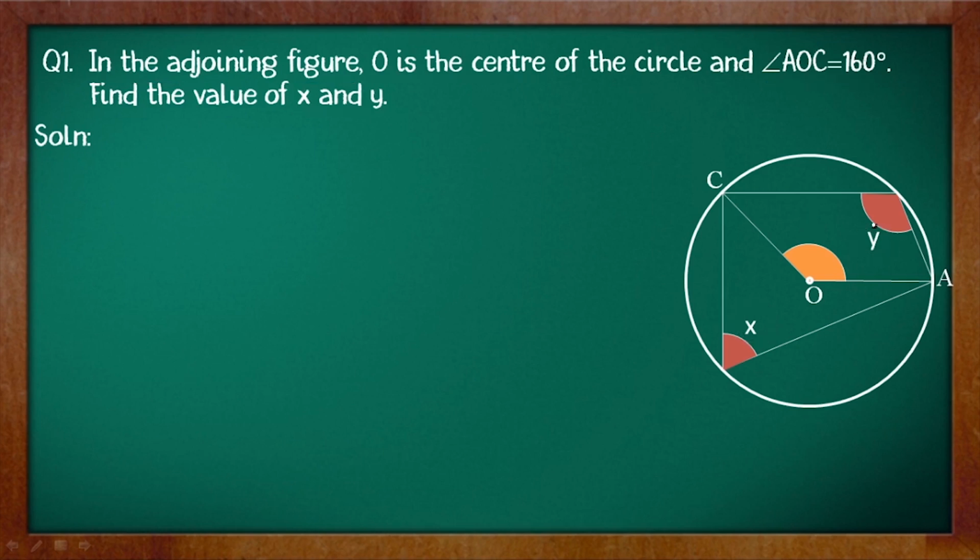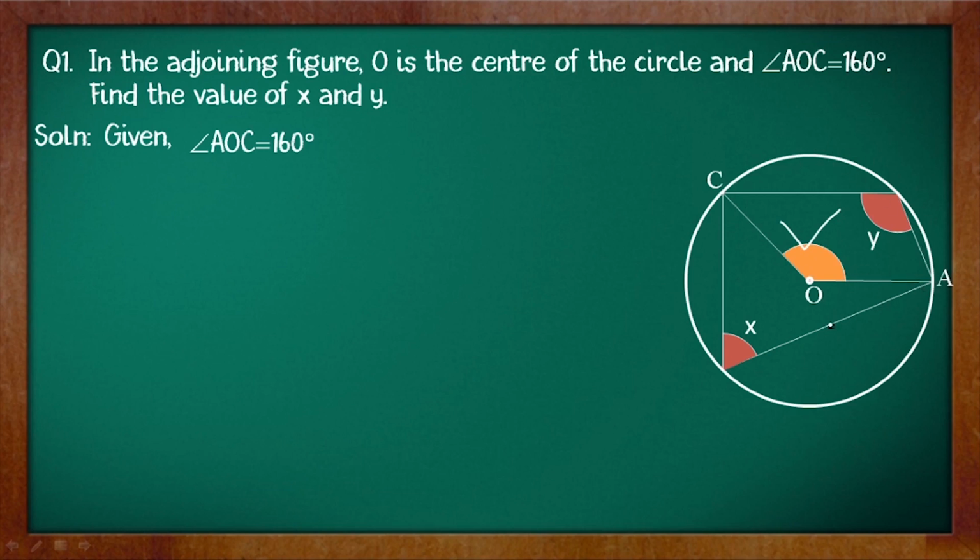So let us start by writing what is given. Given angle AOC is 160 degrees. Now from the diagram we can see that this angle AOC is the angle at the center. This is the angle formed at the center. So this is standing on this arc AC.